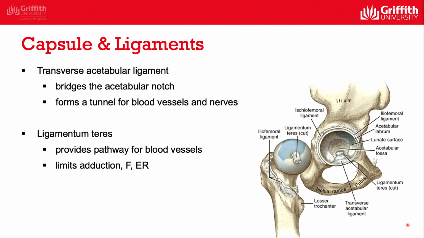The transverse acetabular ligament bridges the notch, or this acetabular notch. It also forms a tunnel for the blood vessels and nerves to run through. So it provides a secure passageway for the ligamentum teres to run through, attaching into the femoral head. And as you see here, the ligamentum teres here is a pathway for our blood vessels. The ligamentum teres also provides some restriction of hip adduction, flexion, and external rotation. However, its primary role is to actually provide a pathway for those blood vessels.